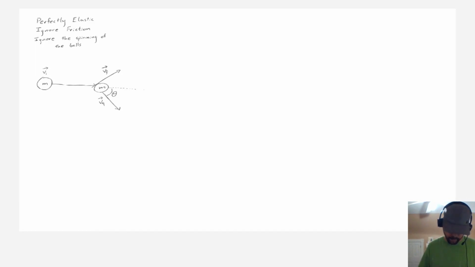So let's see, where do I want to write this? Maybe right below it. So we have momentum initial equals momentum final. And for energy, in this case we're concerned with kinetic energy. Kinetic energy initial equals kinetic energy final. Notice that energy is a scalar quantity, whereas momentum is a vector quantity.